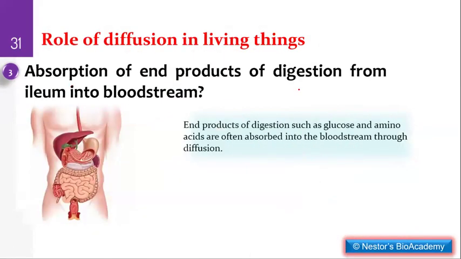It's also important to note that diffusion plays a very critical role in absorption of end products of digestion from the ileum into the bloodstream. Whenever you eat that plate of nicely prepared ugali and beef, these foods have to be digested down to the simplest forms which can be taken up by the body. So digestion always becomes completed at the ileum, and then the end products of digestion. Here we are talking about glucose, we are talking about amino acids. All these are always taken into the bloodstream through the process of diffusion.